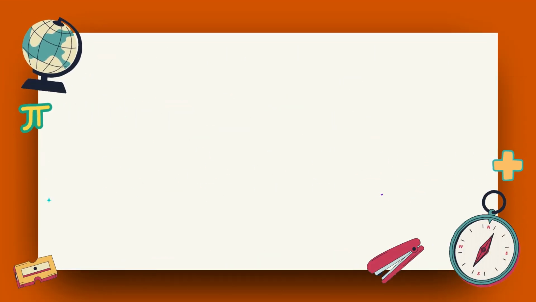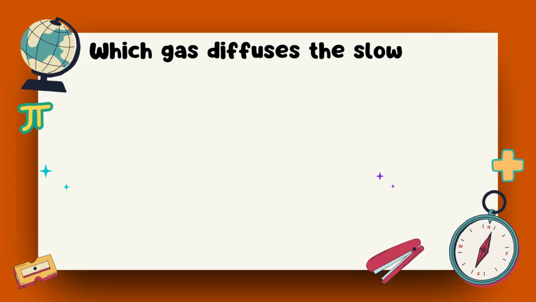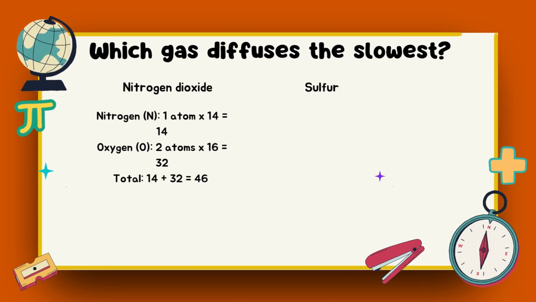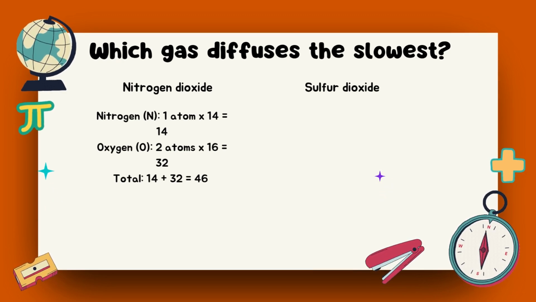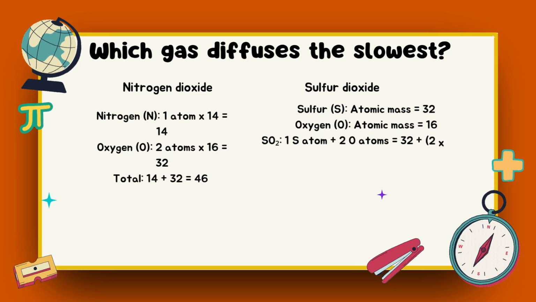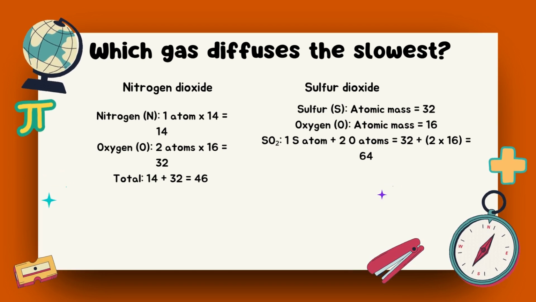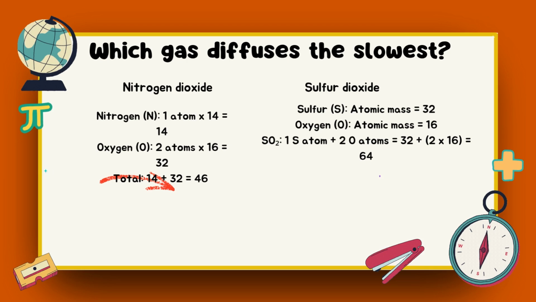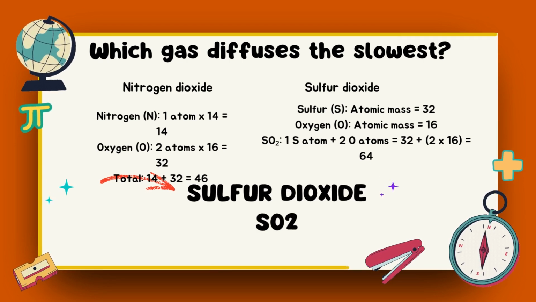Next is which gas diffuses the slowest. For the slowest, we have to see which gas has the highest molecular mass. Nitrogen dioxide, NO2: nitrogen 14 into 1, oxygen 2 atoms, 16 into 2, so 14 plus 32, which is 46. For sulfur dioxide, SO2, sulfur 32 into 1, and for oxygen 16 multiplied by 2, which makes it 64. So out of these two, which gas diffuses the slowest? It's sulfur dioxide, because its mass is 64, which is higher as compared to nitrogen dioxide.